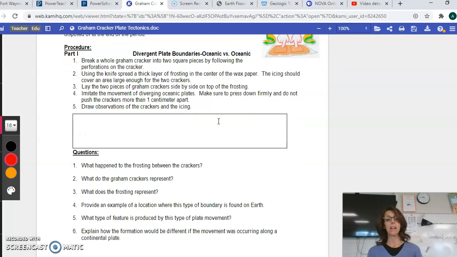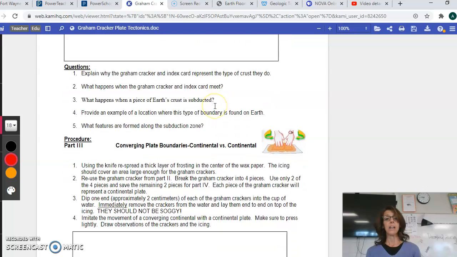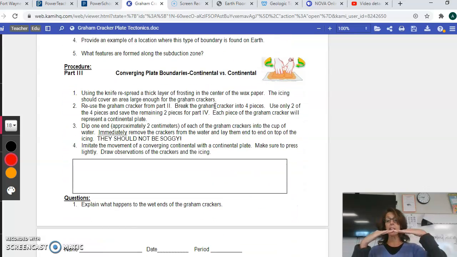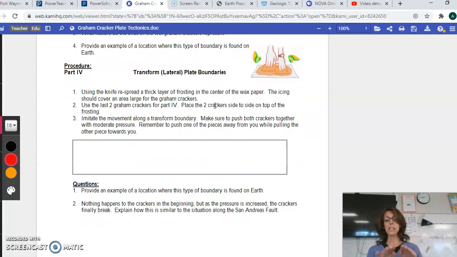to oceanic. Then convergent plate boundaries, oceanic to continental. Remember, there's going to be a density difference here, so one of these is going to sink. Convergent boundaries, 2 continentals coming together, same density. What's going to happen? They're going to converge. The last one is your transform boundaries, where you place the graham crackers side to side.